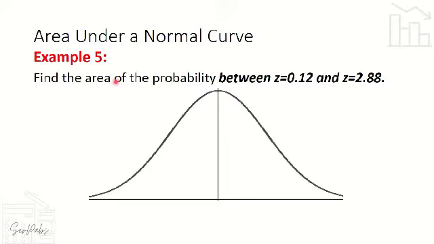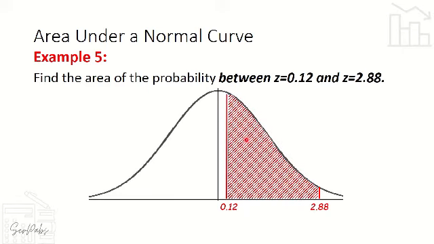Example number 5. So, find the area of the probability between Z is equal to 0.12 and Z is equal to 2.88. So, dalawang positive probability naman yung kinukuha natin. So, dalawang Z-score which are positive naman. So, locate natin yung ating 0.12. So, malapit ng konti sa 0 yon kasi mababa yon, 0.12. And then, locate natin ang 2.88. So, malayo yon sa 0. Malapit na yun sa dulo. And then, shade the area wherein the probability will be taken. So, itong area sa pagitan ng 0.12 saka ng 2.88 yung kailangan nating i-shade. So, ayan yung shading natin.